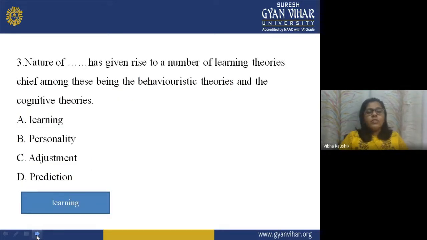Now the third one: nature of dash has given rise to a number of learning theories. What has given rise to a number of learning theories? Chief among these being the behavioristic theory and the cognitive theory. The options are A, learning, B, personality, C, adjustment, or D, prediction. Now, students, you have to select the correct answer, and the correct answer is learning. So, nature of learning has given rise to a number of learning theories.